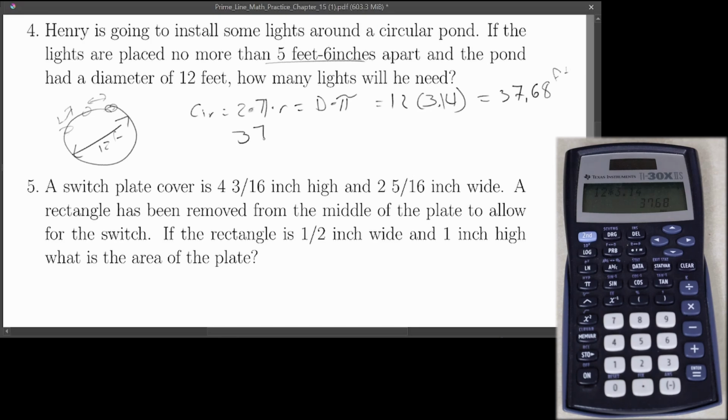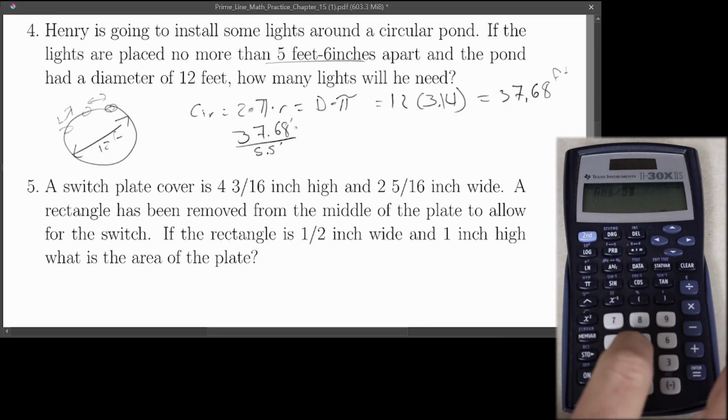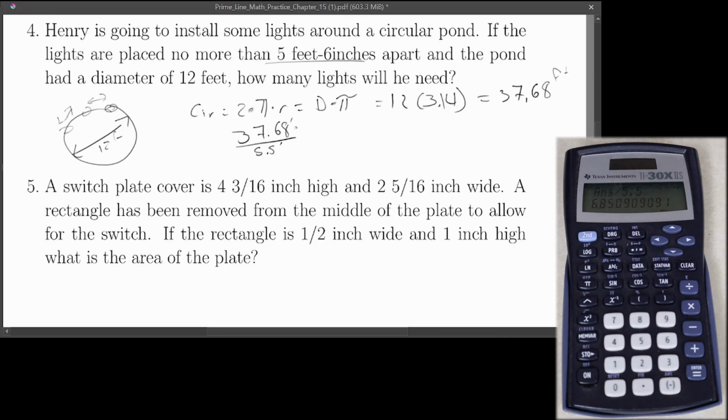Now we're going to take that 37.68 feet and divide it by 5 feet 6 inches, or 5.5 feet. So if we divide it by 5.5, we come up with a value of 6.8509, and so on. So we can fit 6 whole sets of these. So we need at least 6.